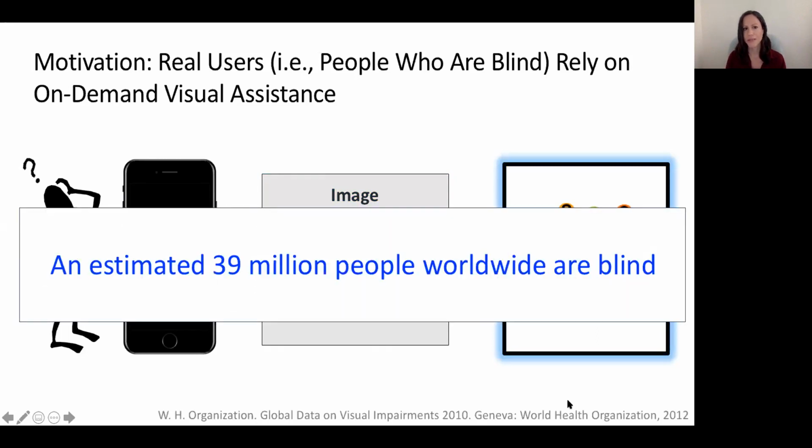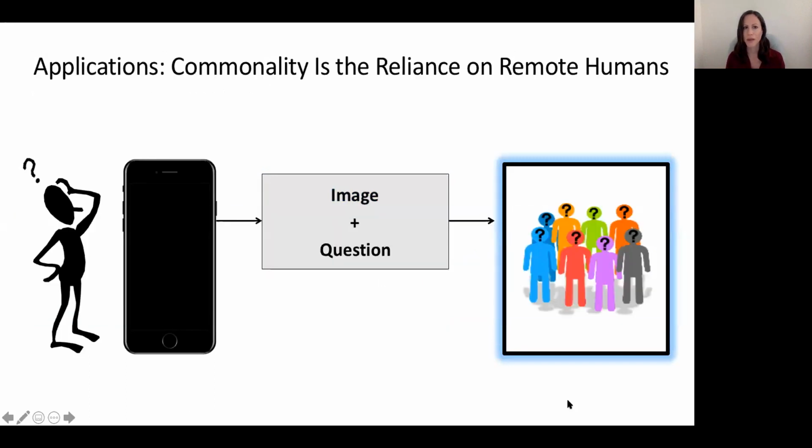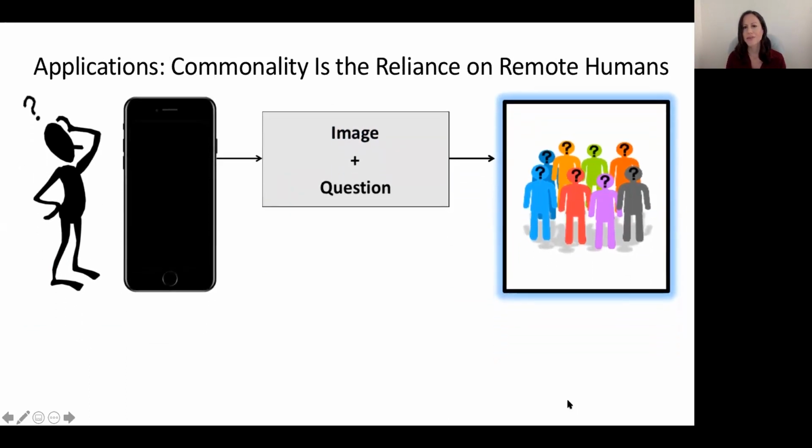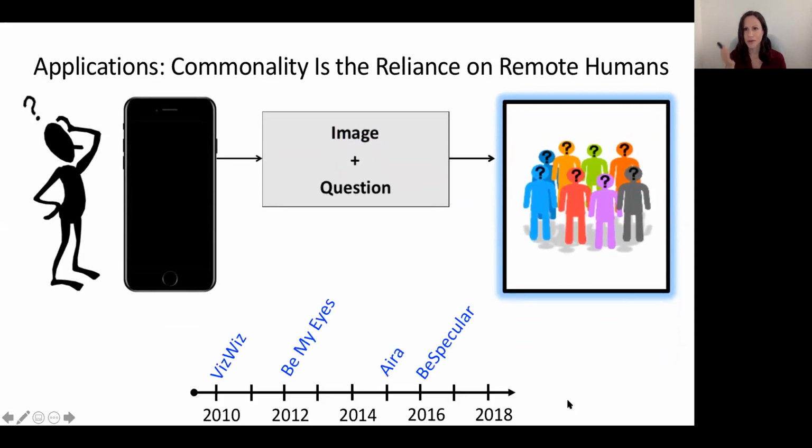Of note, there's an estimated 39 million people worldwide who are blind. And so this application really can have far-reaching effects for one real use case scenario where visual question answering matters. A commonality for the applications that have emerged since that application I described 10 years ago is that there's a reliance on remote workers. So whether we look at the original VizWiz application through present applications, a commonality is that it's going to be humans who are providing the answers to the visual questions.